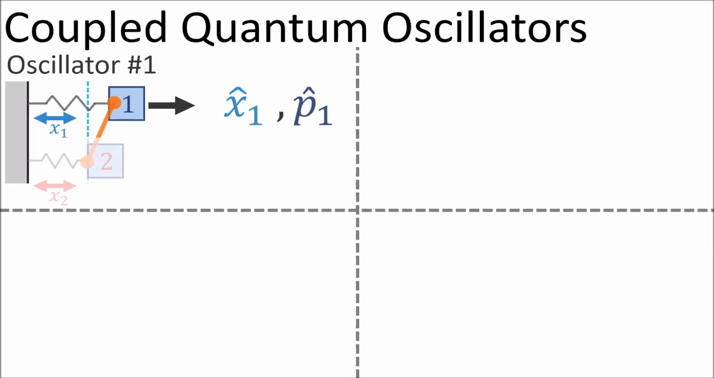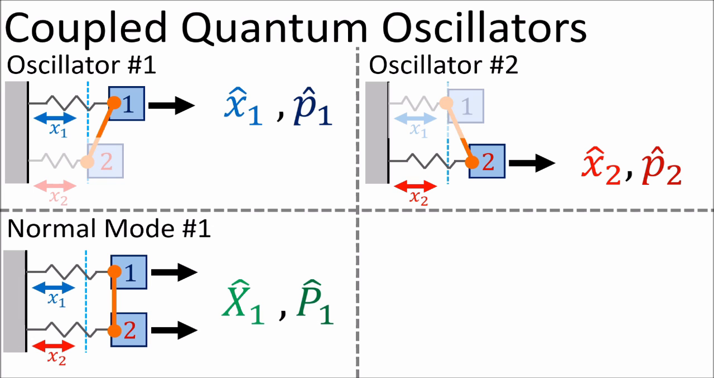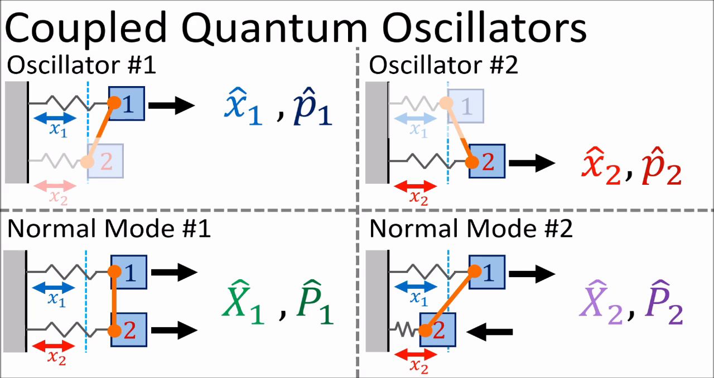So the small x's and small p's are used for measuring the positions and momenta of the individual oscillators 1 and 2. But the big X's and big P's are used for measuring the positions and momenta of the two normal modes.